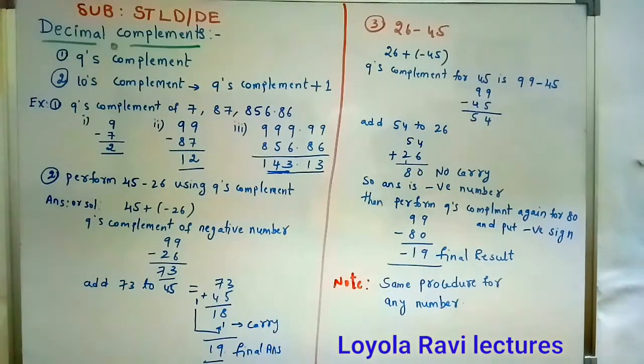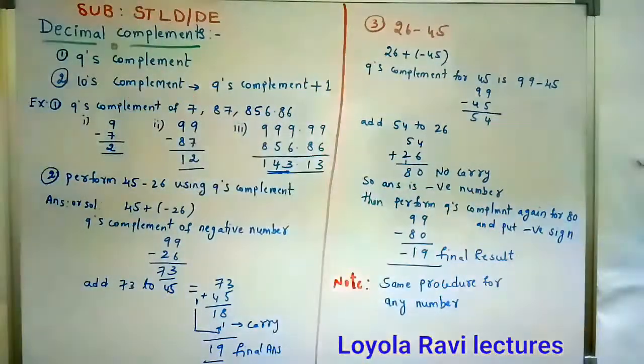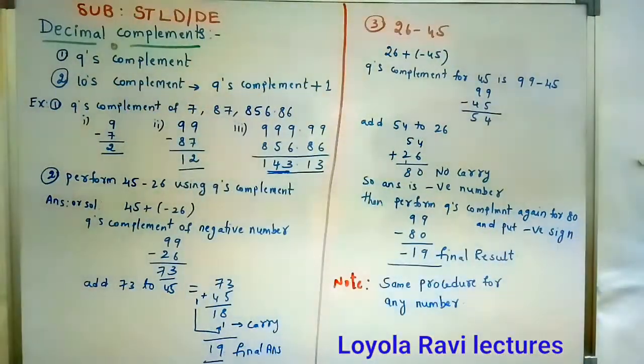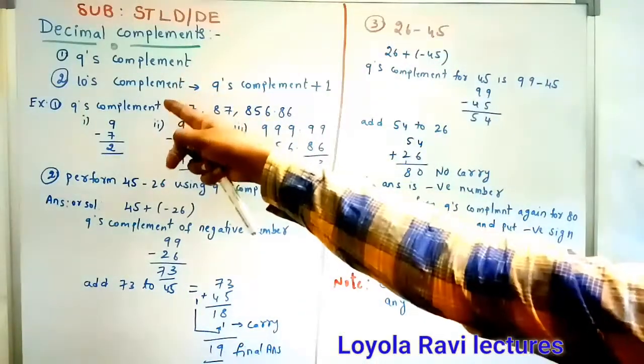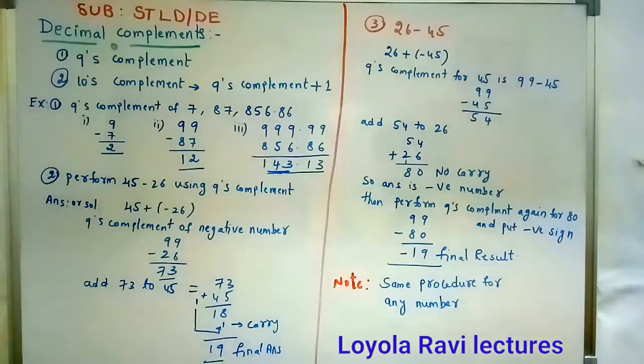In decimal complements we are discussing two types: one is the nines complement, another one is the tens complement. How we can find the tens complement is nothing but nines complement plus 1. First you perform the nines complement and add 1 to it, then you will get the tens complement.